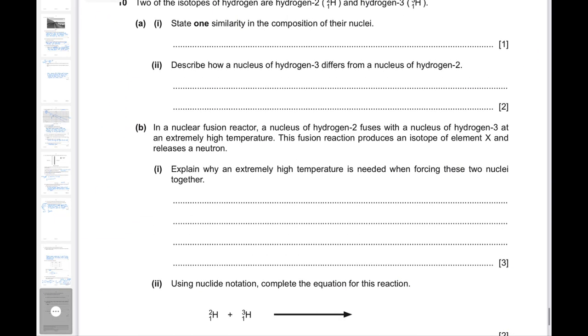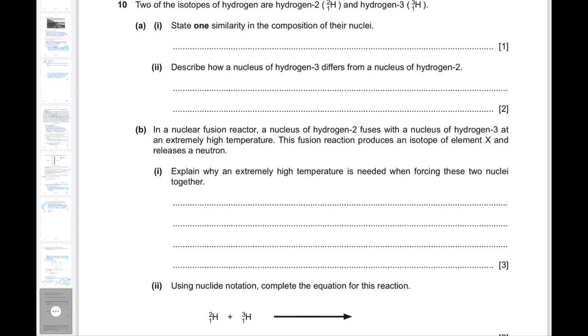Question 10. Two of the isotopes of hydrogen are hydrogen 2 and hydrogen 3. A1, state 1 similarity in the composition of their nuclei. Their nuclei have the same number of protons. As isotopes are atoms of the same elements with the same number of protons and electrons, but different number of neutrons. Here we won't mention electrons as they're only asking about the composition of nuclei.